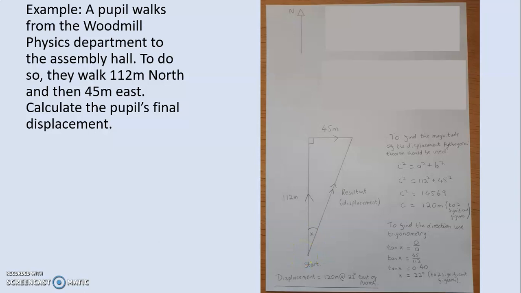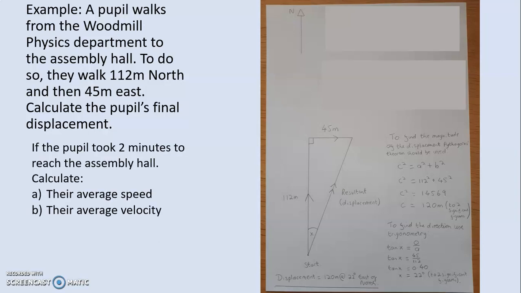There are other ways of giving that angle. You could give a bearing of 022, for example, as long as you're clear with your angle. If we then want to find the average speed, if it took 2 minutes for them to travel, the average speed would be the distance divided by the time, which is 1.3 metres per second, and the velocity would be the displacement divided by time, which is 1 metre per second, and we also need to give the direction with the velocity.